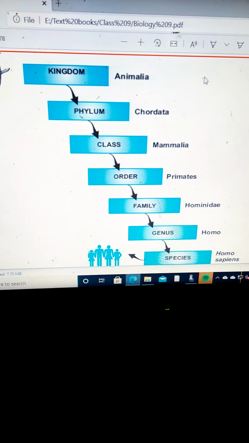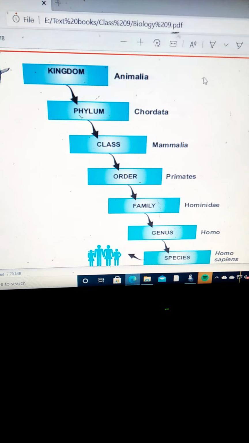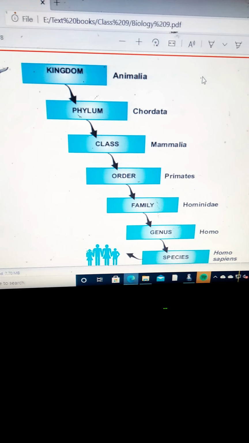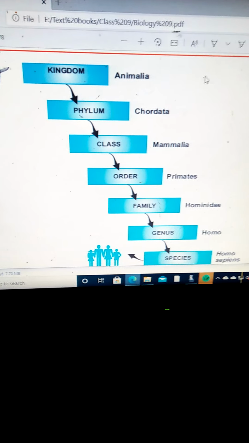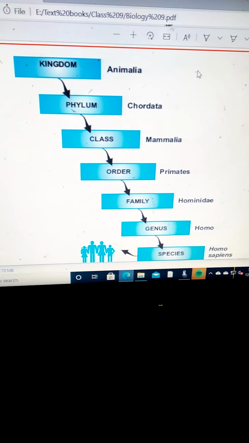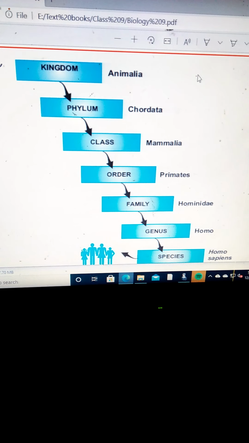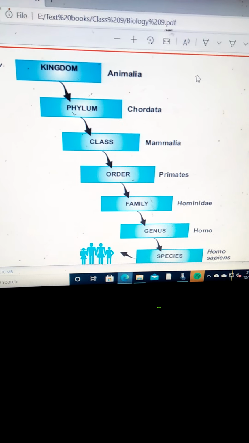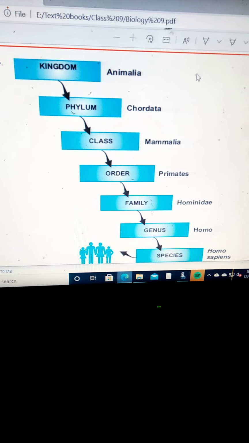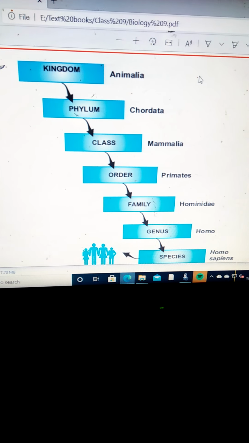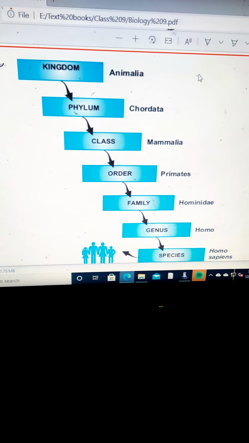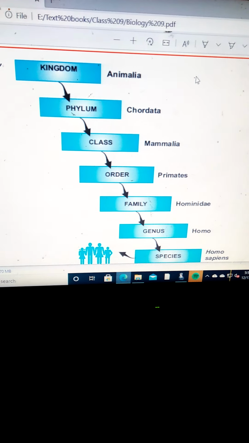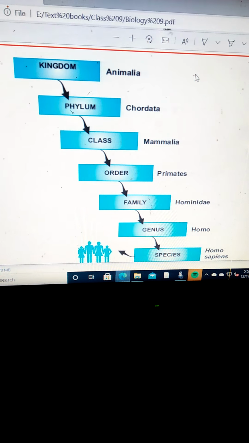And kingdom is the biggest. It comprises phyla, many or more than one phyla, singular phylum. A phylum consists of classes, a class consists of orders, an order consists of families, a family consists of genus, and a genus consists of species. And we have different names for these different steps of the ladder. This is the kind of ladder we move from up to the bottom, or we move from bottom to up, and every step in this ladder is given a specific name.